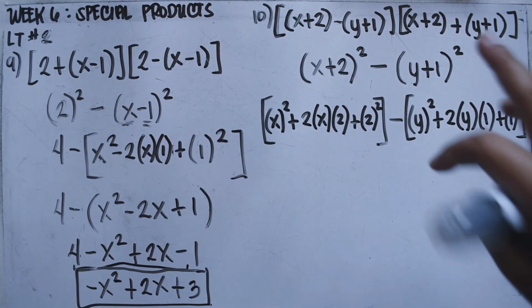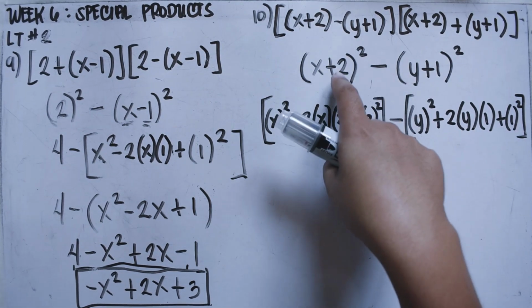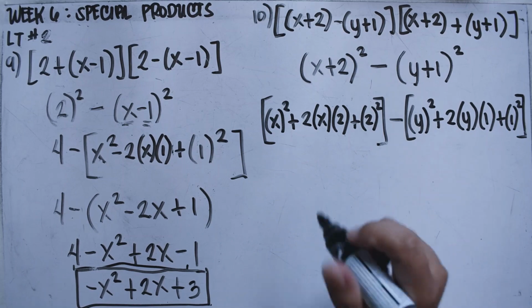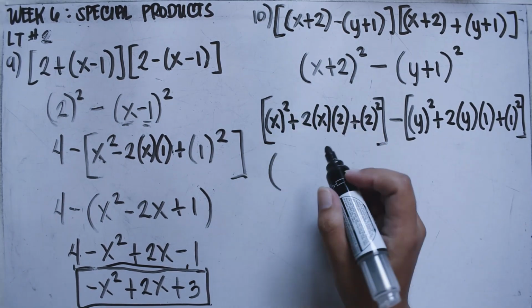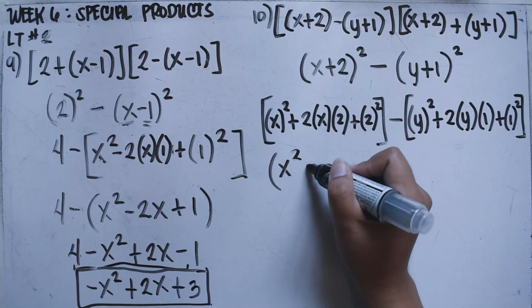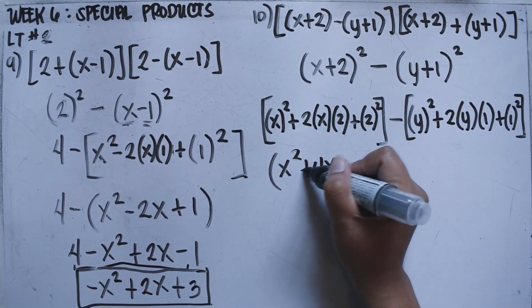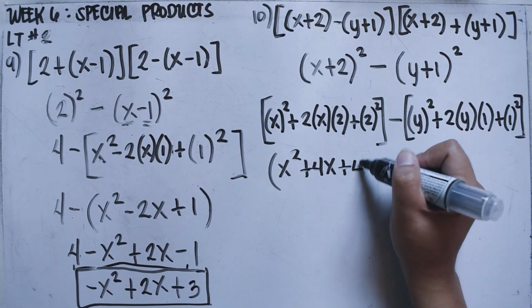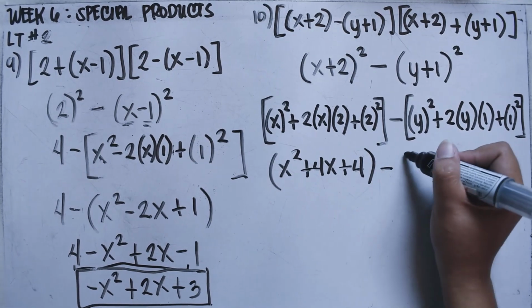Kasunod. So, again, sum and difference muna. And then, apply naman yung square of a binomial. And then, we simplify na po. So, we have x squared. Or x times x is x squared. So, positive 2 times 2, we have positive 4. And then, just copy x. And then, 2 times 2 is positive 4. Nakuha. And then, minus. Ito naman.